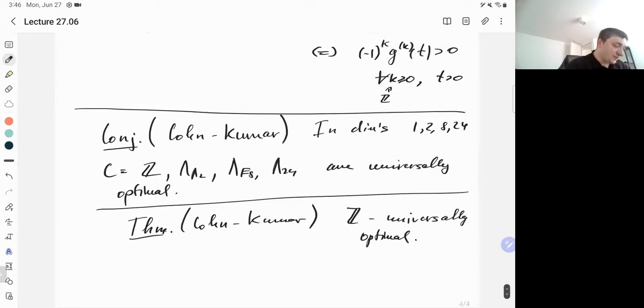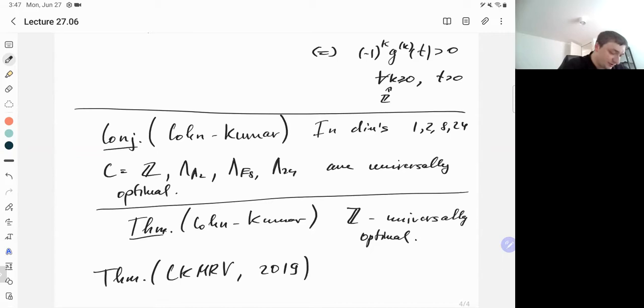Okay, so basically the goal of this course is to explain another theorem, which is due to the same group of people that did the sphere packing in 24 dimensions. The preprint is from 2019, but it will appear this year in Annals of Mathematics. So we proved two other cases of this conjecture: Lambda E8 and Lambda 24 are also universally optimal.